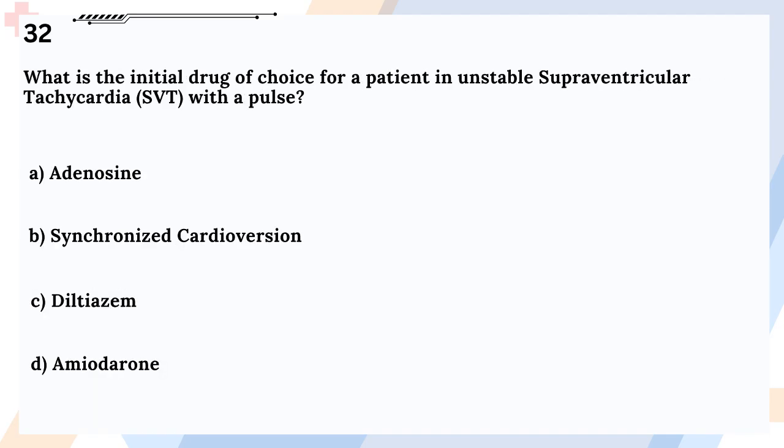Question 32. What is the initial drug of choice for a patient in unstable supraventricular tachycardia, SVT, with a pulse? A. Adenosine. B. Synchronized cardioversion. C. Diltiazem. D. Amiodarone.